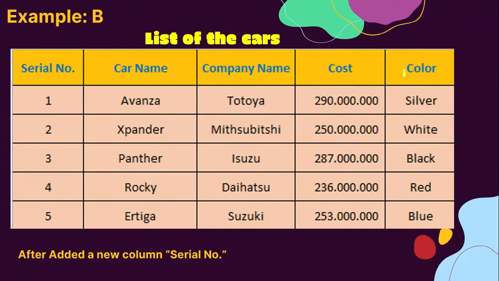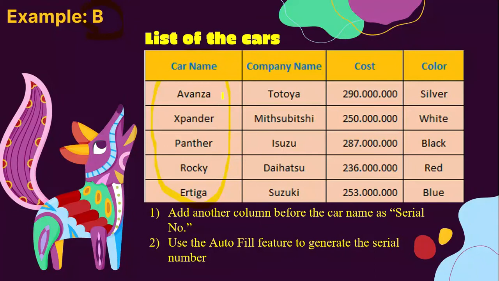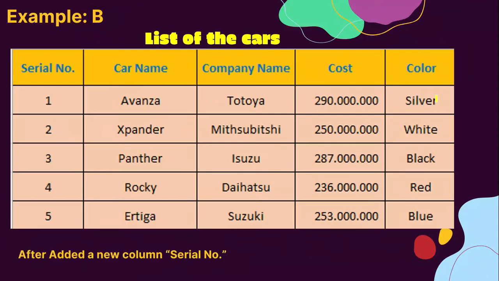And before, in the slide just now, there were only 4 columns: 1, 2, 3, 4. But after we add the new column, we have 5 columns. Hope you understand how to add a new column here.